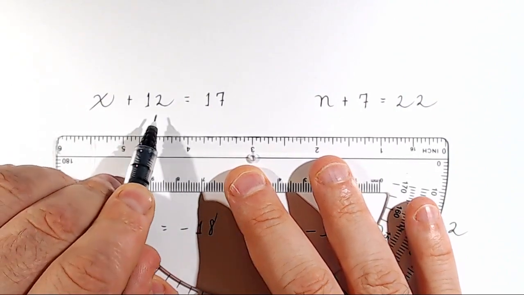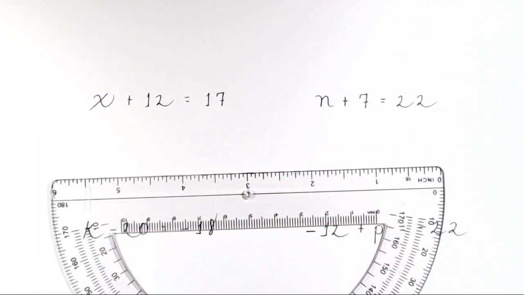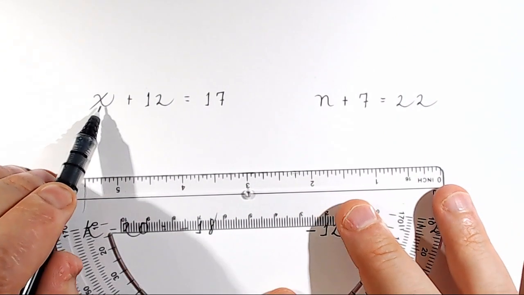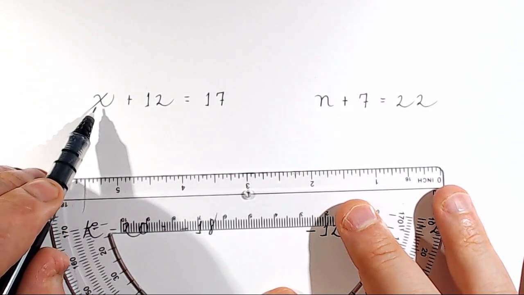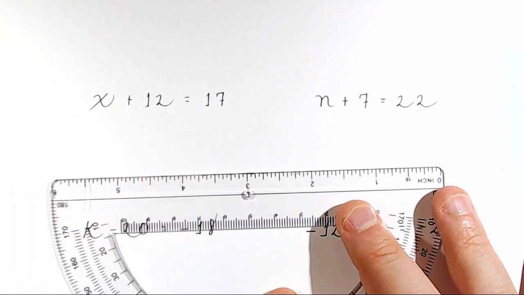x plus 12 equals 17. Here's how you deal with this. You want to get the variable, the x is called a variable. You want to get this letter all by itself on one side of the equation.